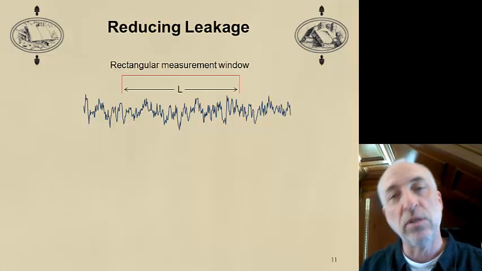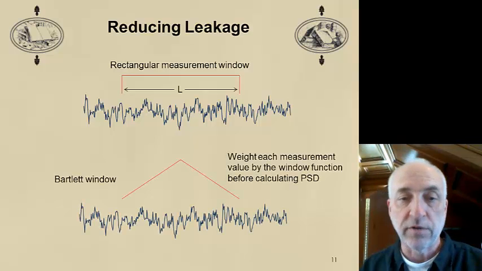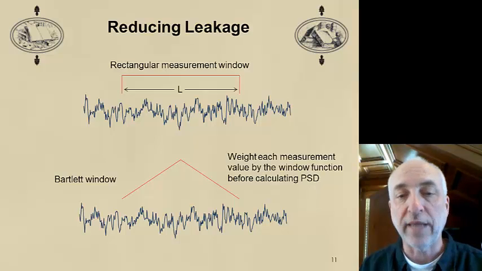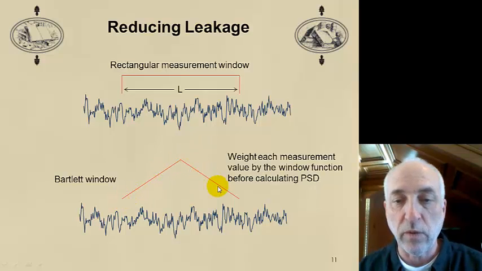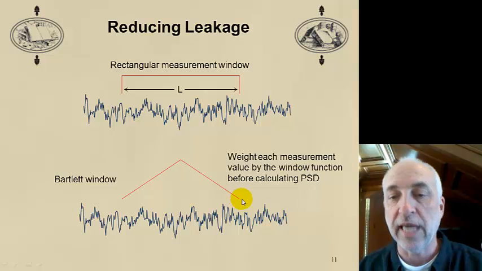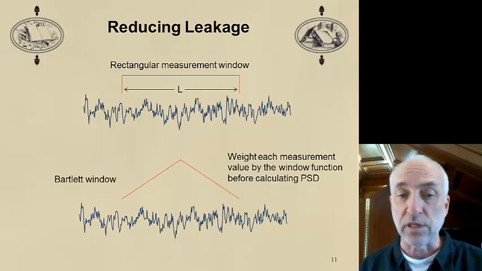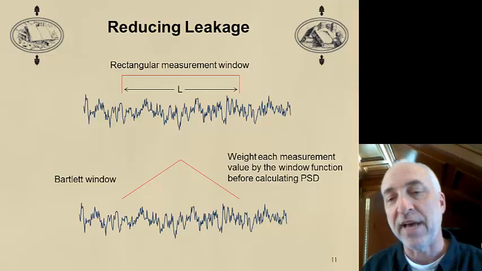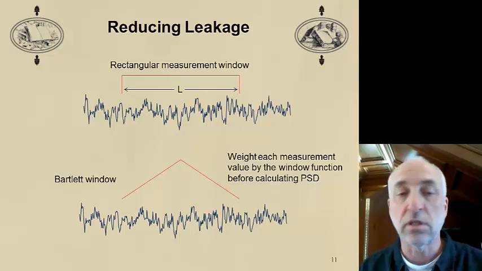But that's not the only measurement window we could use, the only weighting of the data. For example, the Bartlett window or triangular window weights the data something like this. The point right in the middle is weighted fully, but then we weight less and less out to the edges of the same length segment L, and in fact the weight goes to 0 all the way out at the edge. By weighting each measurement value by the window function before calculating the PSD, we can dramatically reduce the spectral leakage.